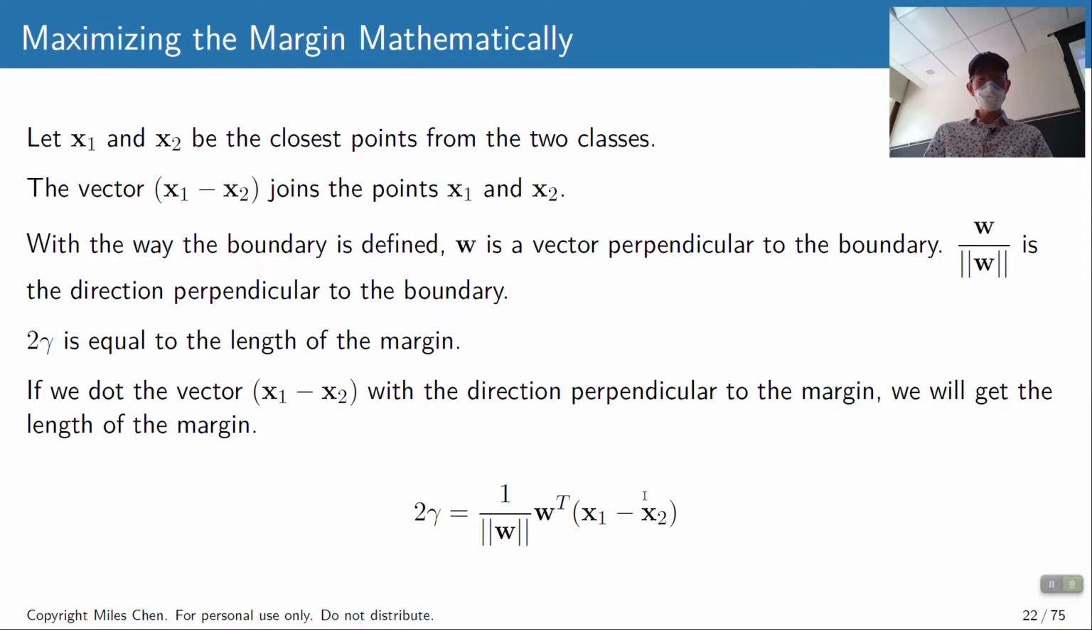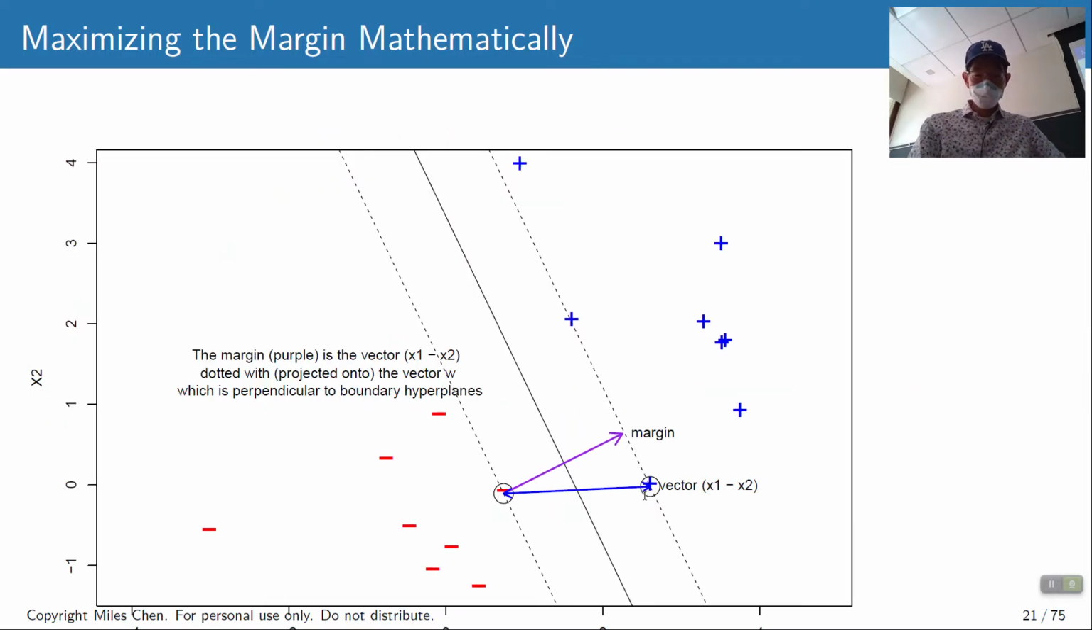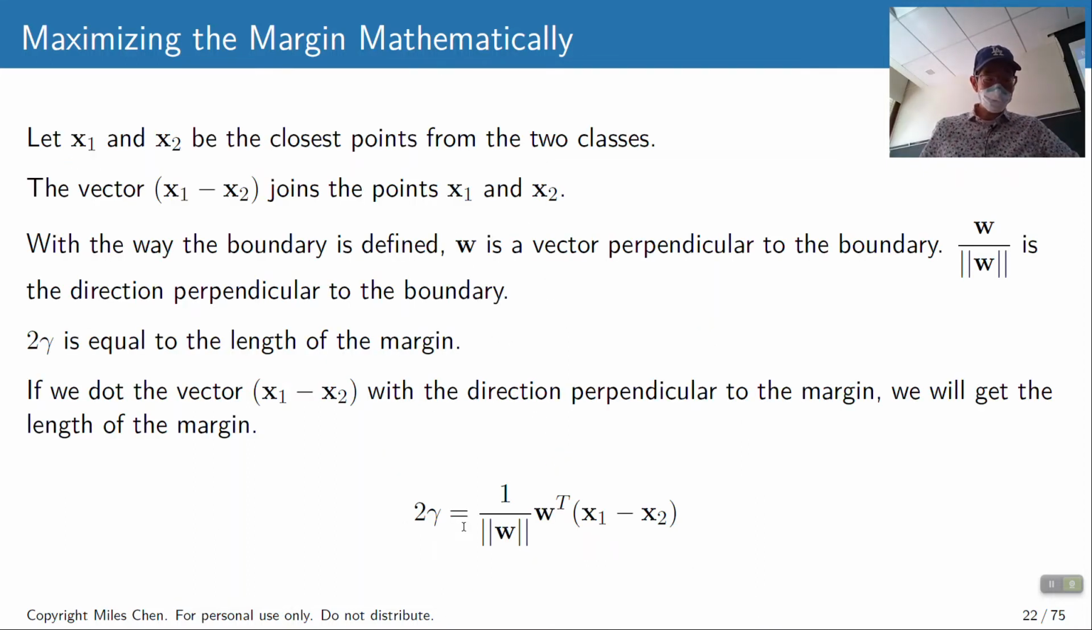And with the way the boundary is defined, w is just a vector perpendicular to the boundary. If we just want the direction, we can take w divided by the norm of w, and that will be a unit vector in that direction, okay? And we'll say this distance is going to be 2 gamma, where gamma is basically the distance from the center to +1 or the center to -1. So 2 gamma is equal to the length of the margin.